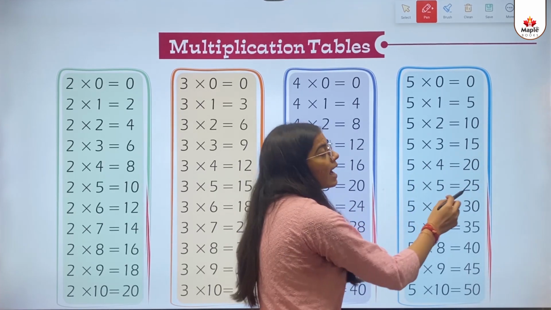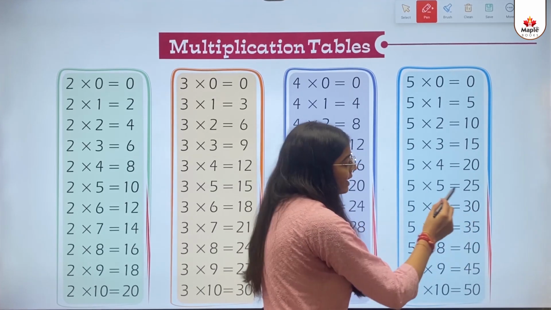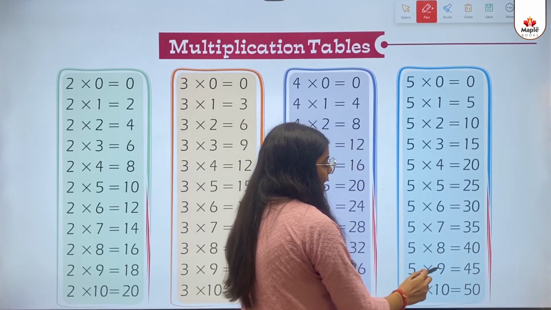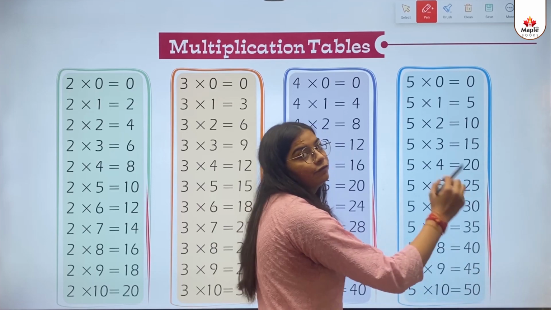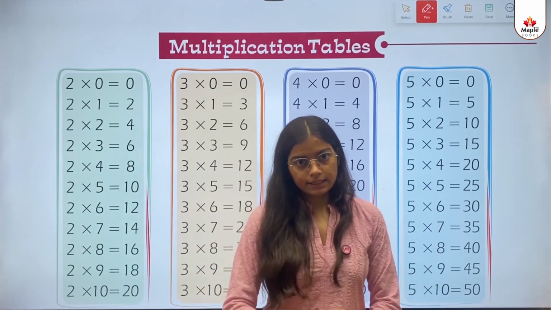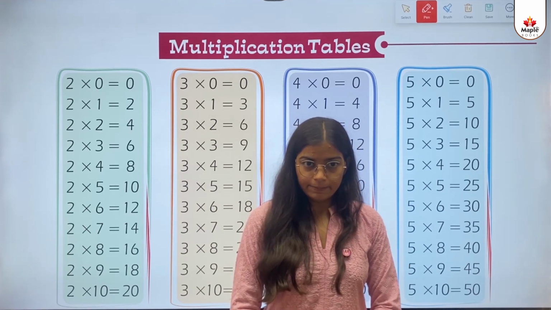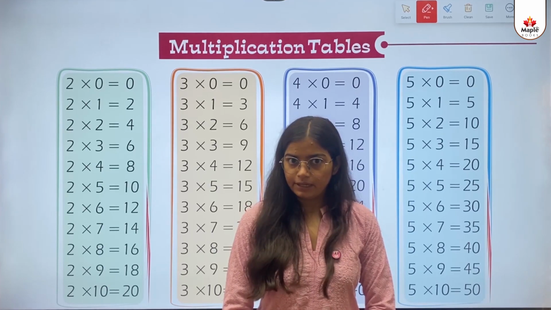5 sixes are 30. 5 sevens are 35. 5 eights are 40. 5 nines are 45. 5 tens are 50. So kids, you need to learn these tables from 2 to 5. These are very important to learn for the concept of multiplication.